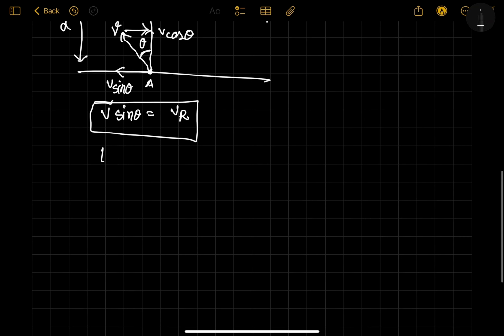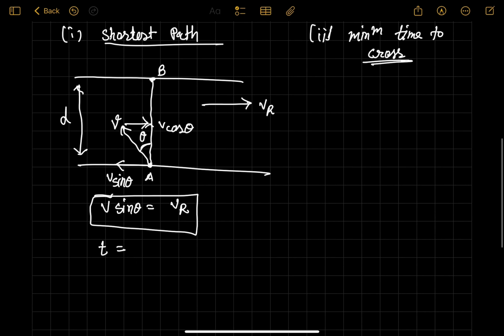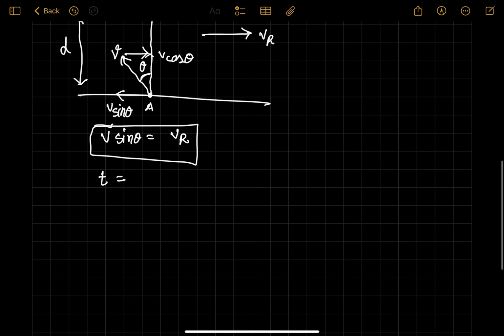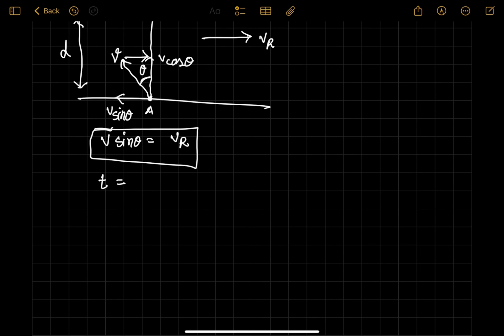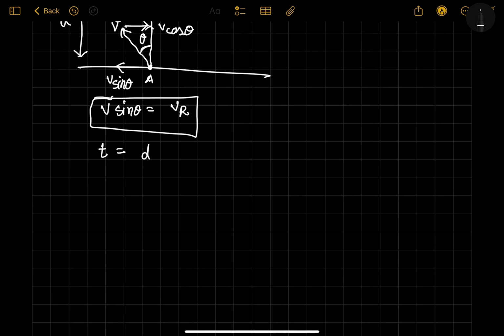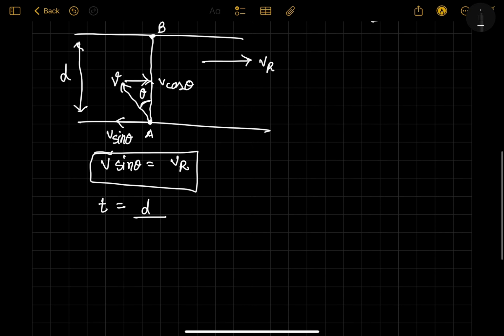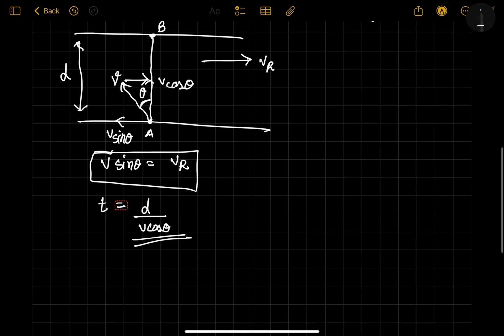And the time taken for the shortest path, this will not be the minimum time, it's the time taken to cross the river through the shortest path. The time taken will be equal to the distance by velocity. The minimum displacement is d, because he is going exactly opposite, and the velocity will be v cos theta. So we are taking the velocity in which he is making displacement. This also makes an important concept here.